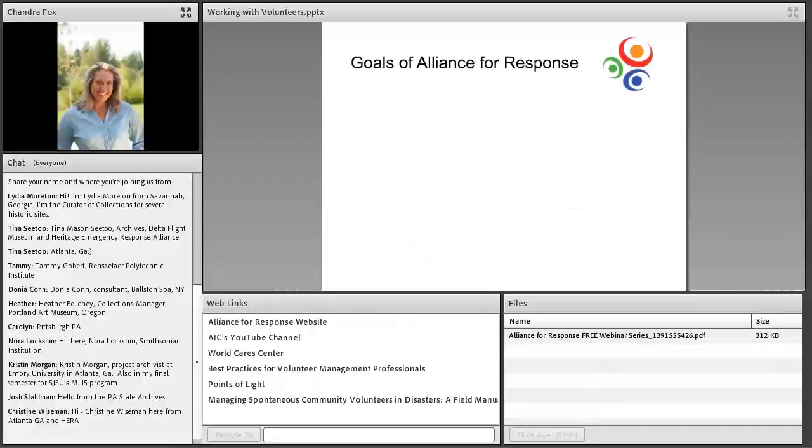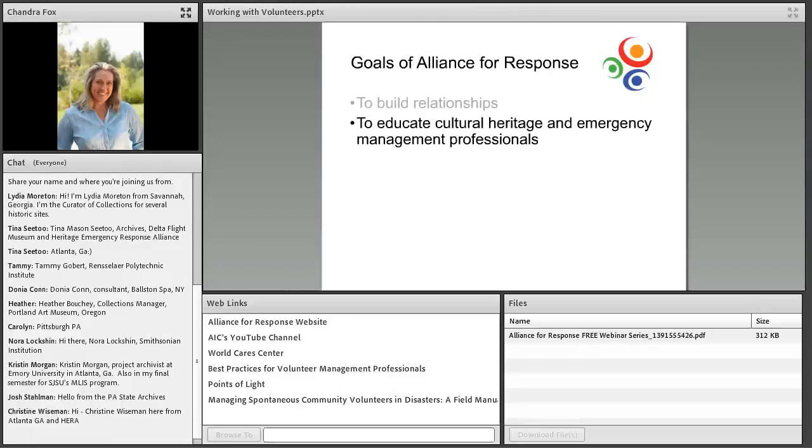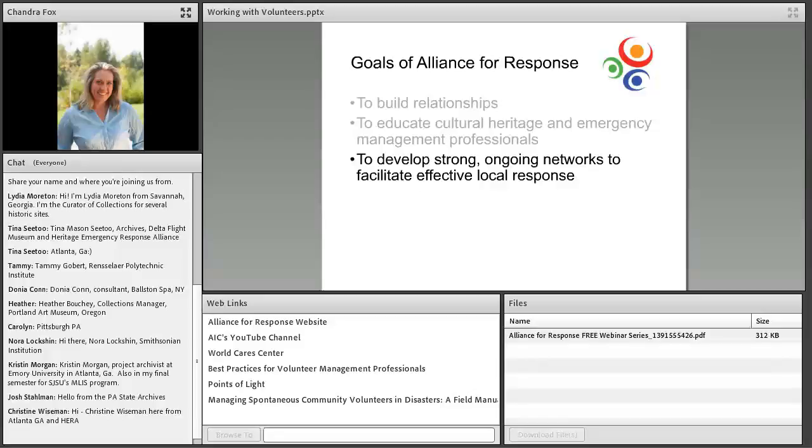For those who aren't familiar with Alliance for Response, I just wanted to give a quick bit of background. Alliance for Response began almost 15 years ago with a key mission in mind, to help communities more effectively protect their cultural and historic resources. So the immediate objectives are to 1. Build relationships, initiating an ongoing dialogue between cultural institutions and emergency managers and first responders. 2. To educate cultural heritage and emergency management professionals, working to raise awareness of the need to protect cultural and historic resources within communities, encouraging disaster planning and mitigation at archives, historic sites, libraries, and museums. And finally, to develop strong ongoing networks to facilitate effective local response. We want to make sure that networks have the tools to accomplish all of these goals, and a key to an effective emergency response is the ability to successfully work with volunteers.